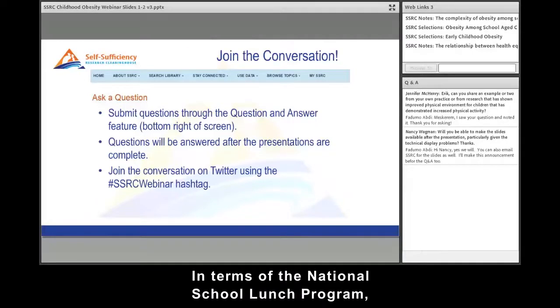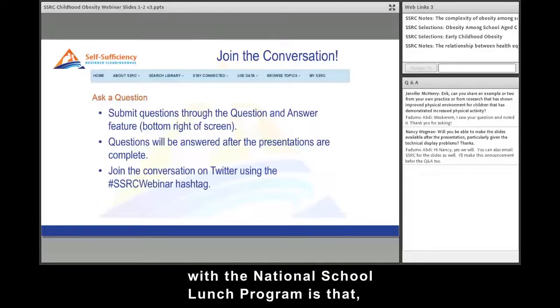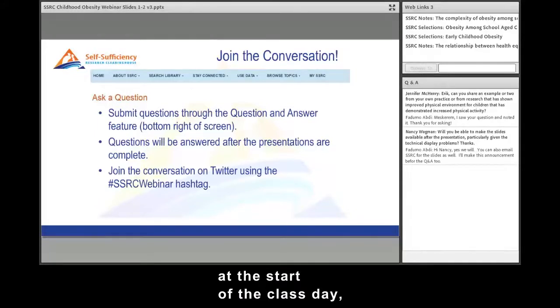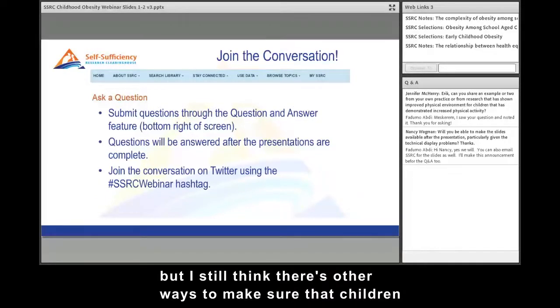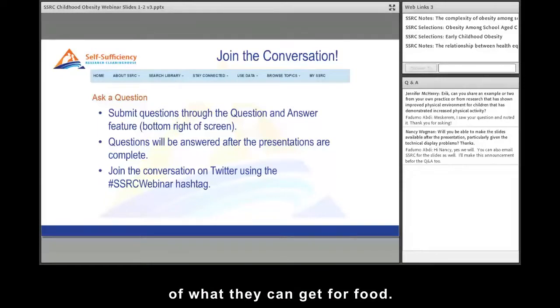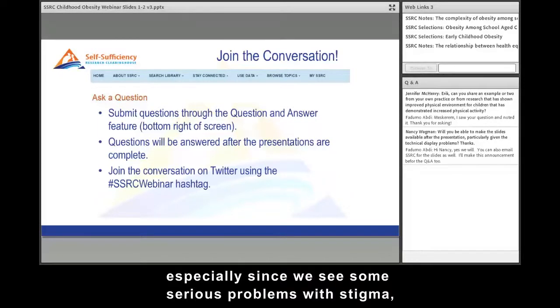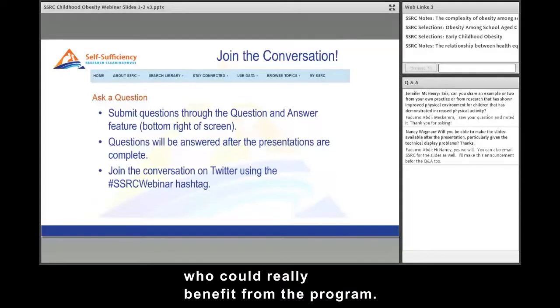In terms of the National School Lunch Program, this is another area where things have gotten better. I know that when I was a kid, at the start of the class day, the teacher would hand out slips of paper for those who were getting free or reduced price lunch. Fortunately, we've come a long way since then, but I still think there are other ways to make sure that children are not segregated in some way, in terms of different lines or different options of what they can get for food. That would also help to reduce stigma, especially since we see some serious problems with stigma amongst older children who could really benefit from the program. So that would be my answer in terms of stigma.